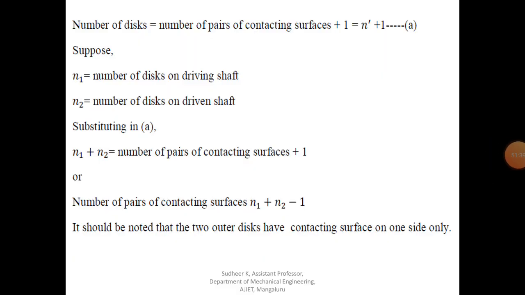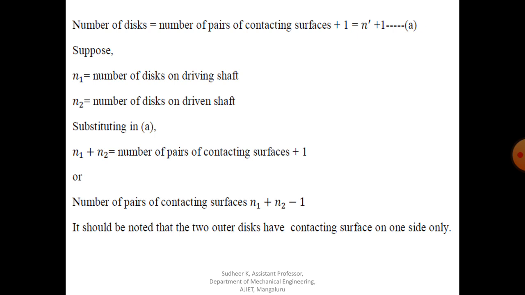Now you can come to know about some of the differences between single plate and multi plate clutches. One of the important differences is based on the number of pairs of contacting surfaces. In a single plate clutch it is always 1 or at most 2, but in a multi disc clutch or multi-plate clutch, the number of contacting surfaces is always more than 2. Then we call it a multi-plate clutch.